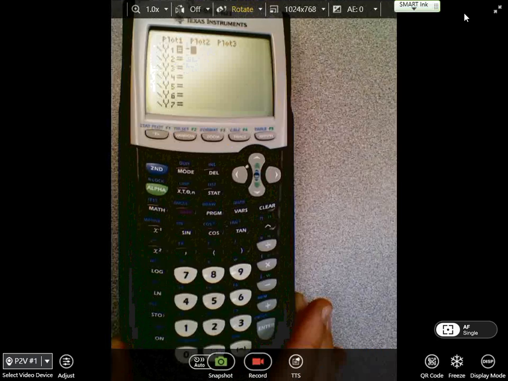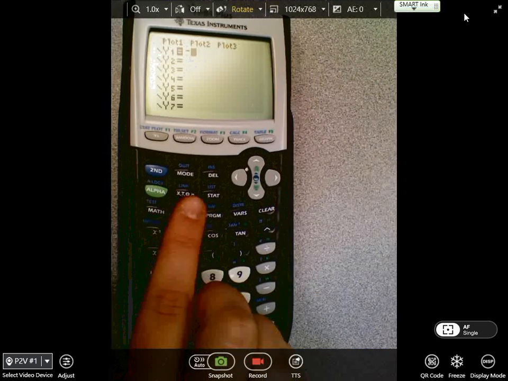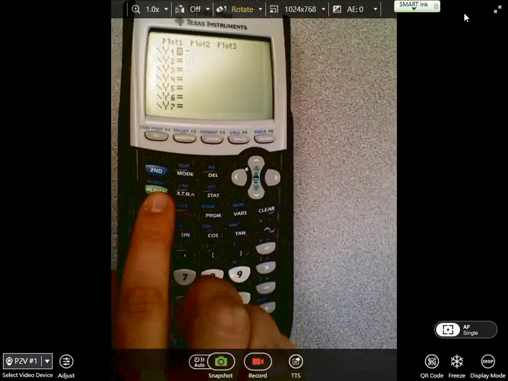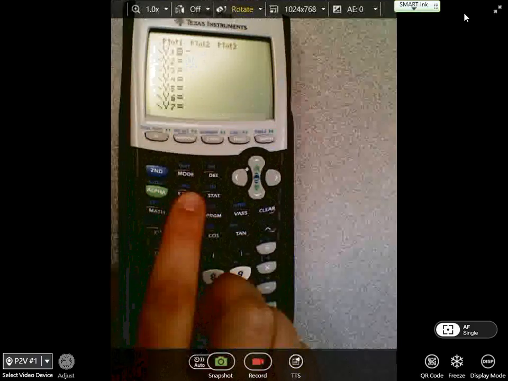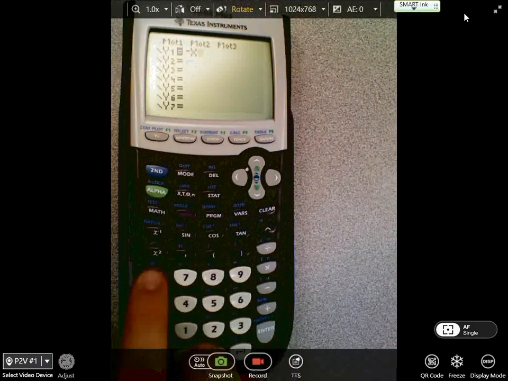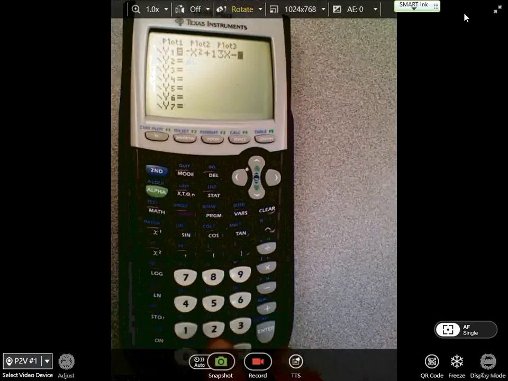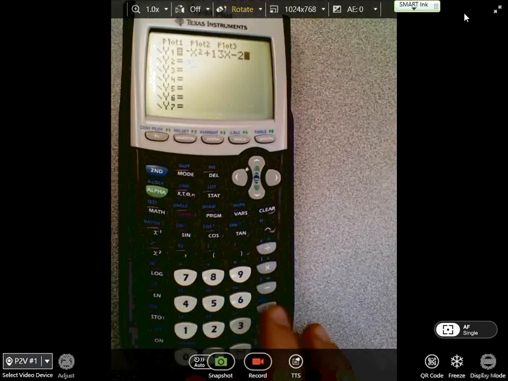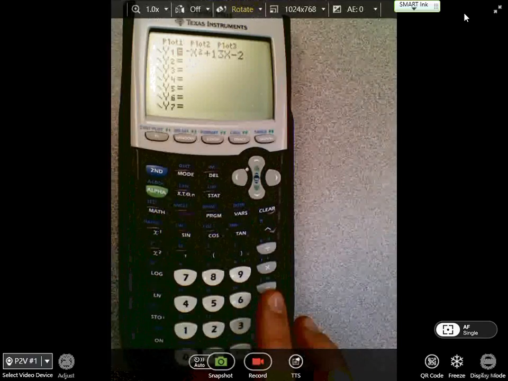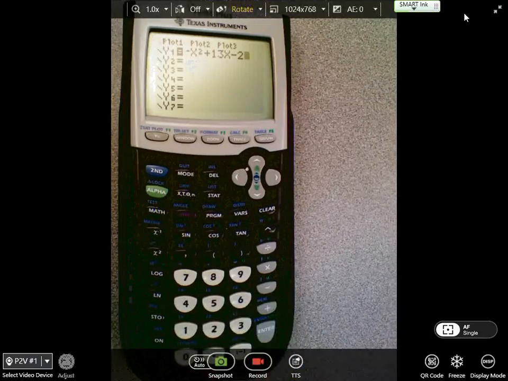That brings up a negative on my screen. And then remember the x, t, theta, n, it's right next to your colored alpha button. So I'm going to hit that to get x squared, and I'm just going to type in the rest of my function, plus 13x, and then minus 2. This time I made sure to get the minus sign over in the operations. And you can type all kinds of functions in there.